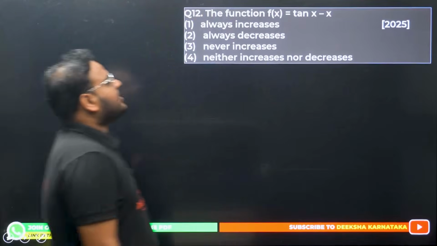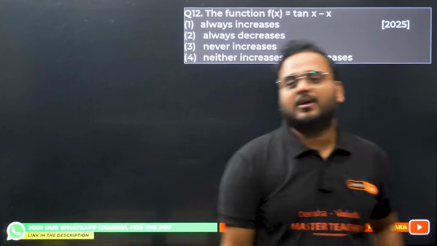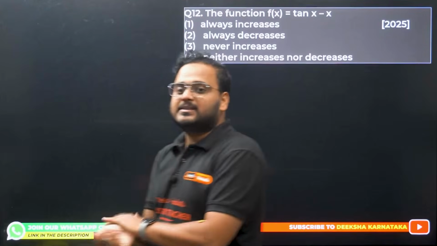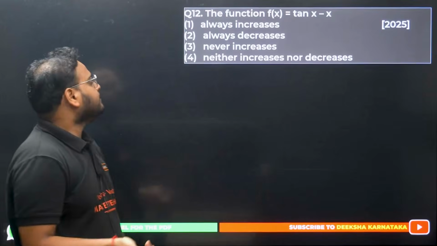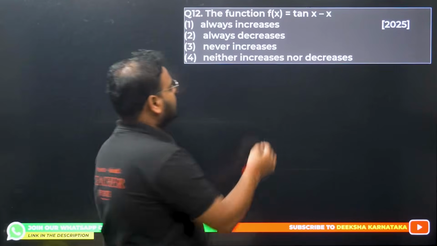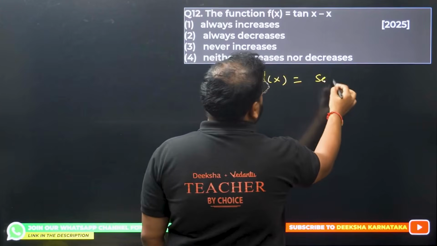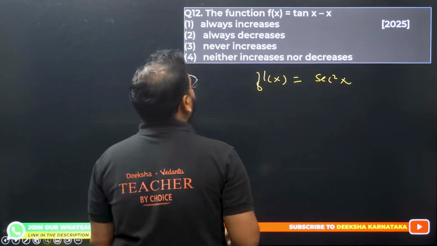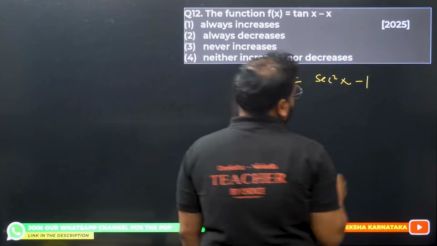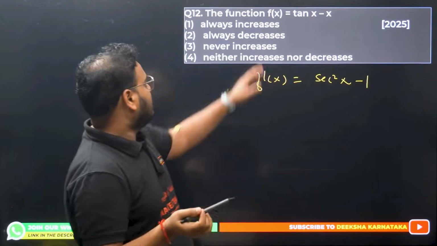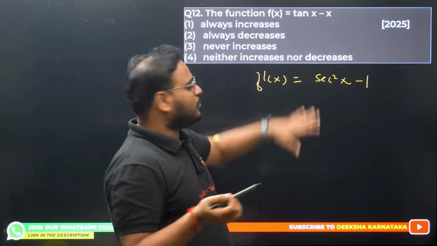Number 12. The function f(x) equals tan x minus x. How do we solve this question? Same thing, you have to do the derivative. You get here derivative of tan x as sec square x, and minus 1. What are they asking us? We have to check the nature, increases, decreases, and all those things. We'll see.